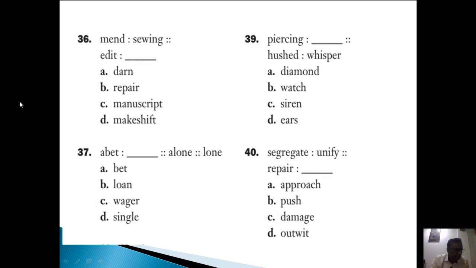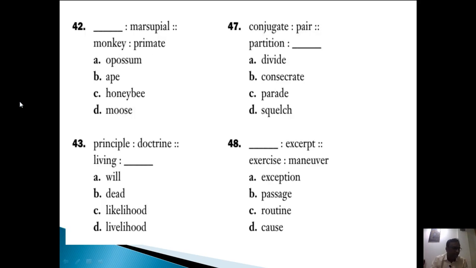Okay, the next one. Example number 42. Dash equal to marsupial, and what equal to, as monkey equal to primate. A monkey is an example of primate, and an opossum is an example of marsupial.